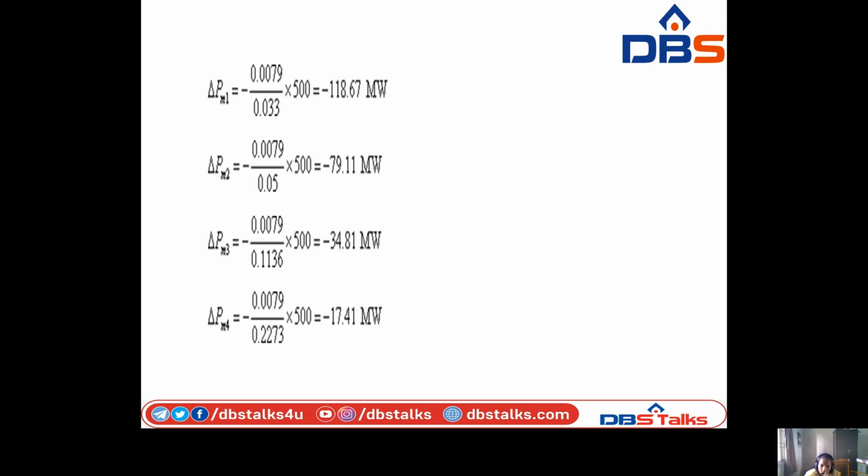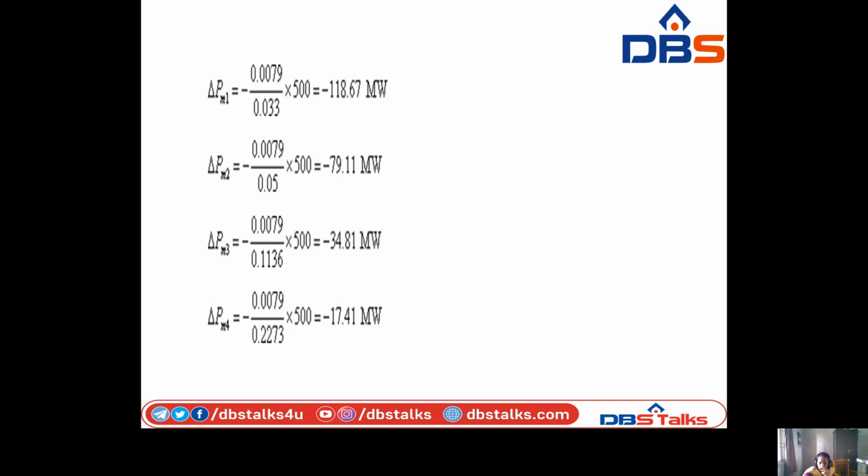Here the base is 500. So the R1 value, delta F value will be 0.0079 and here R1 value will be 0.033 into 500. Then we get 118.67 megawatt. And delta PM2 equal to 0.0079 by 0.05 into 500. Then we get minus 79.11. So these are all minus values.